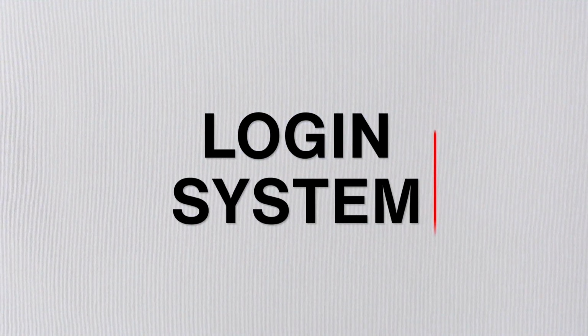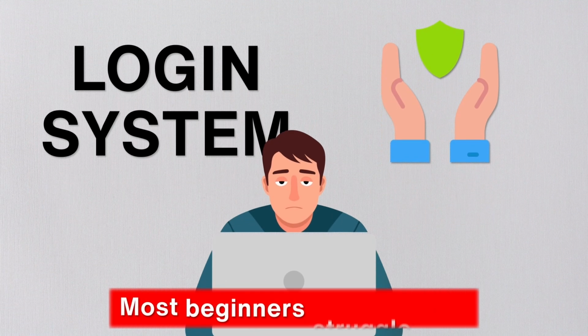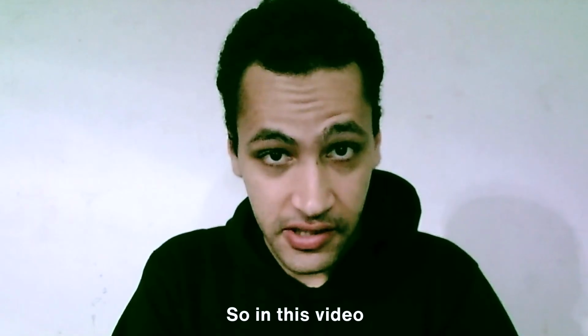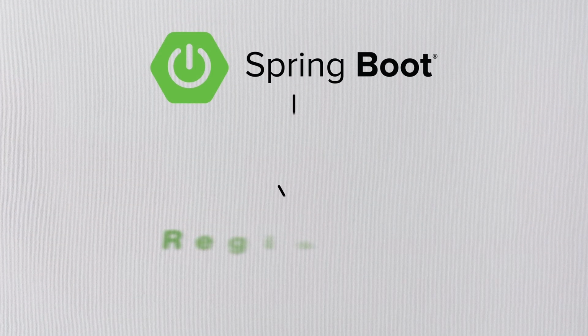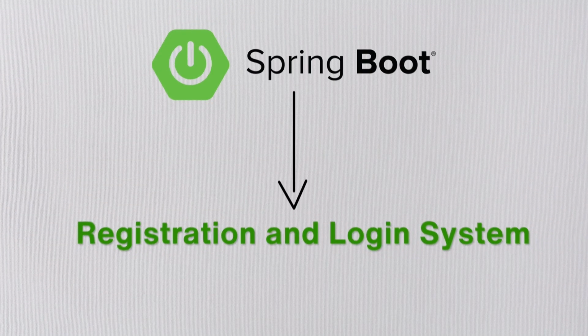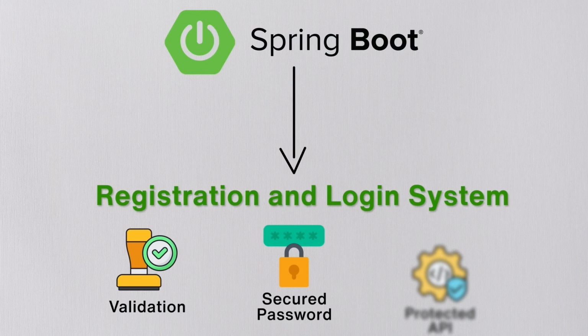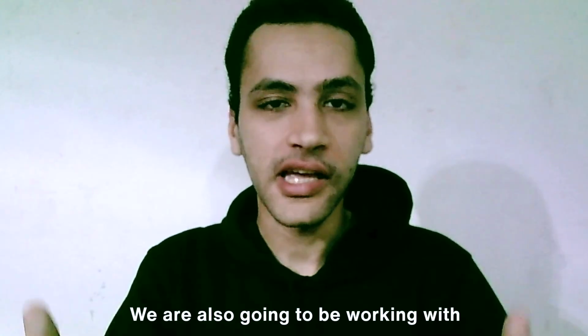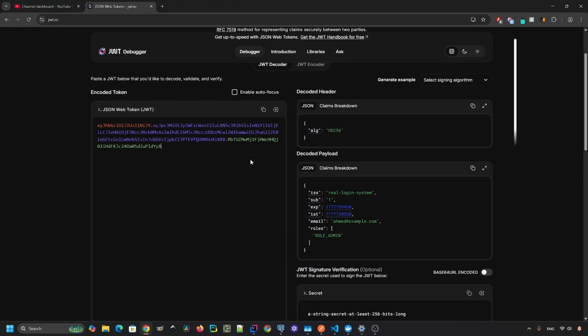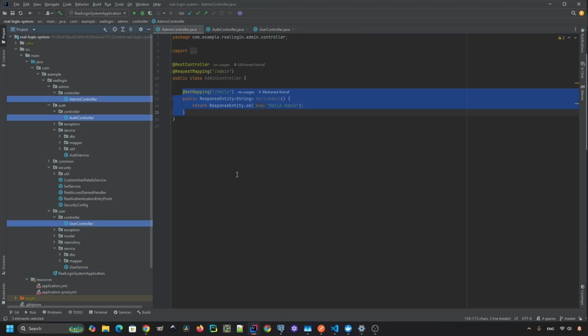Building a login system that's actually safe is where most beginners struggle. So in this video, we're building a real Spring Boot registration and login system with validation, secured passwords, and protected APIs. We're also going to be working with JWT tokens, and this is an example of what we're going to be building. First, I want to introduce you to our project here.